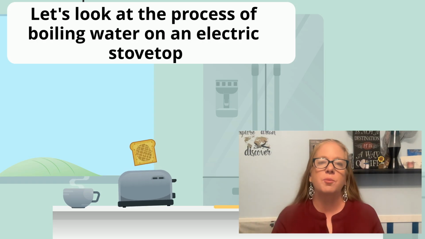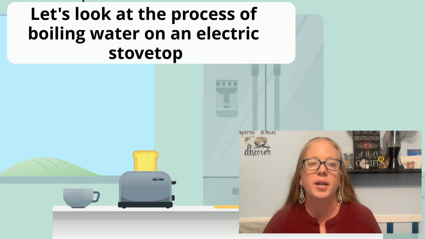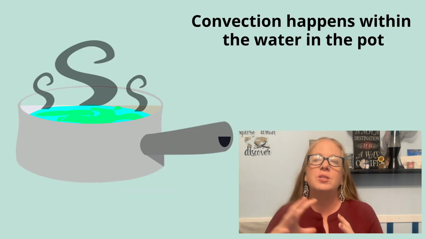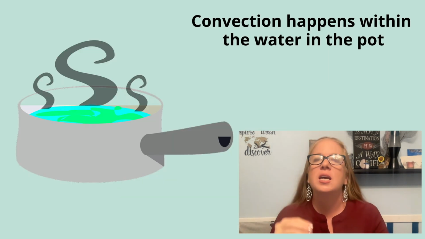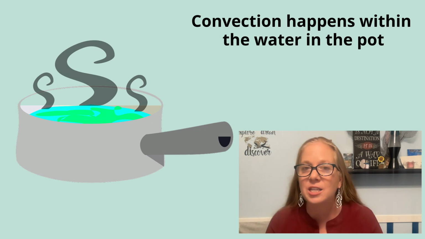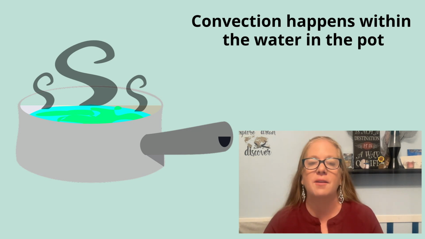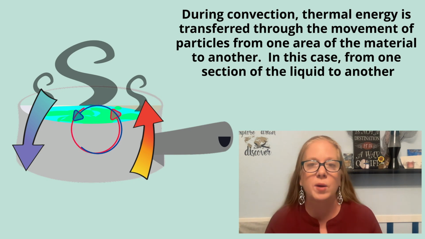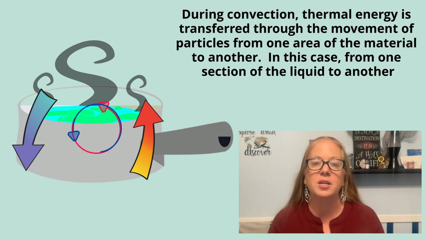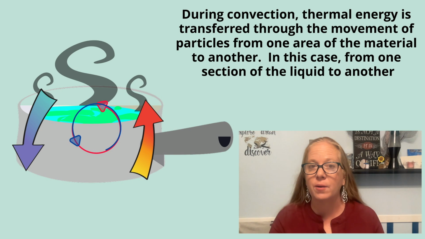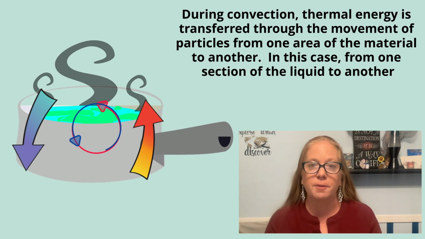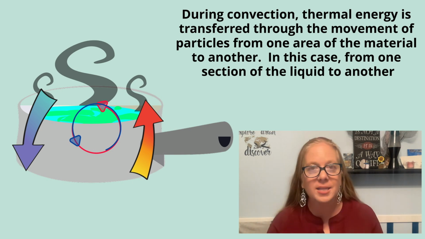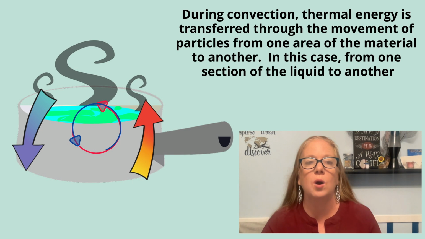So let's look at the process of boiling water on an electric stovetop. You see, inside the pot, the thermal energy is transferred through a process called convection. Now, during convection, thermal energy is transferred through the movement of particles from one area of the material to another, and in this case, from one section of the liquid to another.